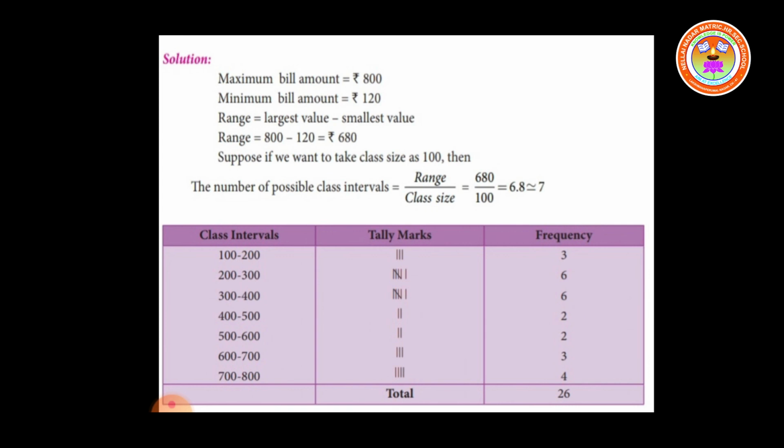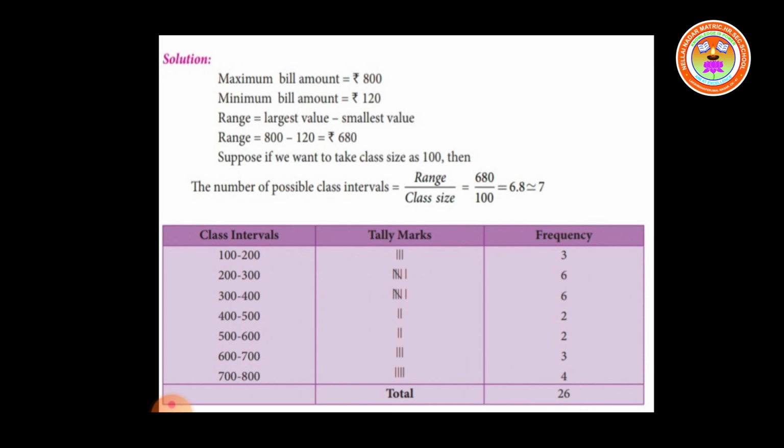Suppose we want to take the class size as 100, then the number of possible class intervals is equal to range by class size. That is 680 by 100. We get 6.8. It is nearest to 7. So we will get 7 possible class intervals. So first we will see the class intervals: 100 to 200, 200 to 300, 300 to 400, 400 to 500, 500 to 600, 600 to 700 and 700 to 800.